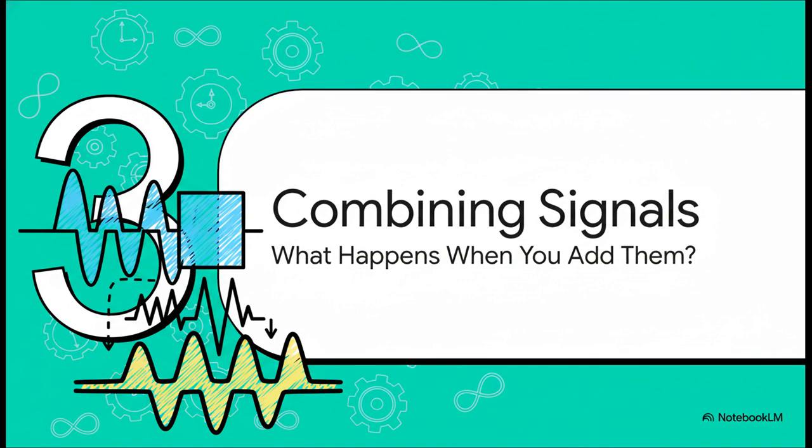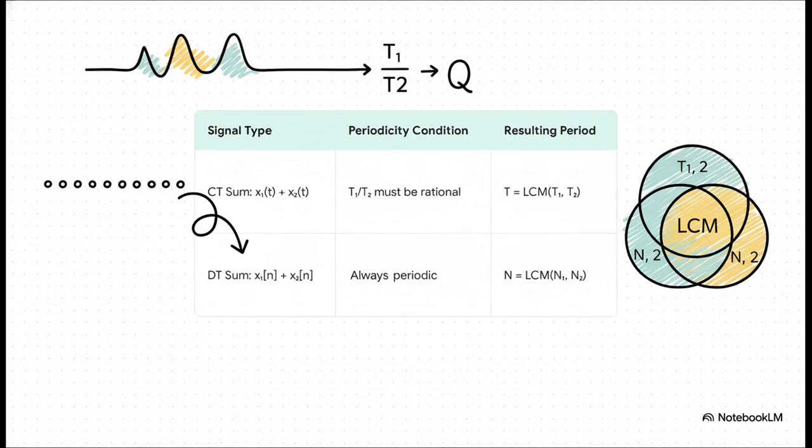Okay, so we've got a handle on single signals. But what happens when we take 2 periodic signals and add them together? Is the new combined signal still periodic? Let's find out. This table lays it all out really clearly. For continuous time signals, the sum is only periodic if the ratio of their individual periods, T1 over T2, is a rational number. But check this out for discrete time.